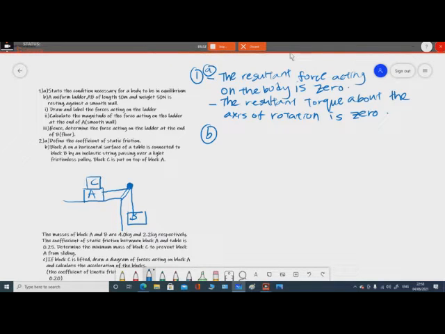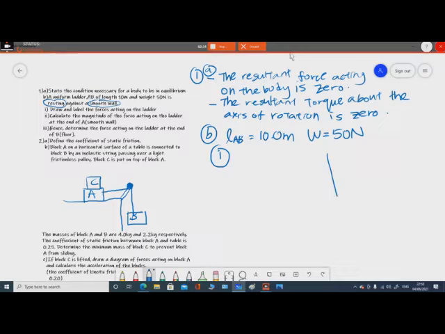A uniform ladder AB of a length of 10 meter and weight of 50 Newton is resting against a smooth wall. So length LAB is actually 10 meter, the weight is actually 50 newtons, and it's resting against a smooth wall. Okay, this smooth wall is actually a keyword, and resting against a smooth wall means that the ladder is actually in equilibrium. Okay, draw and label the forces acting on the ladder.